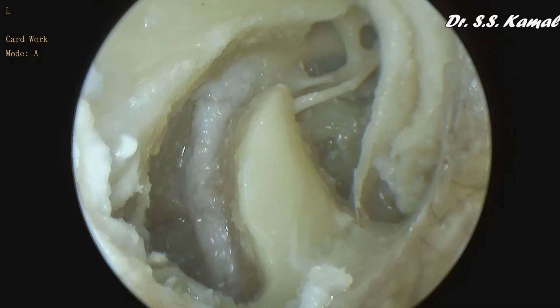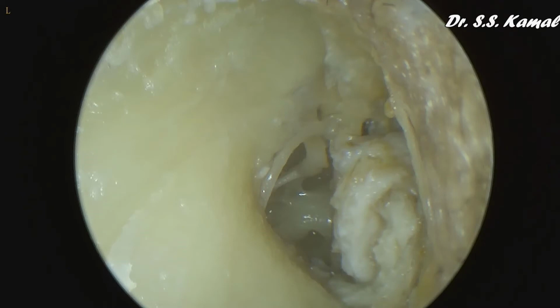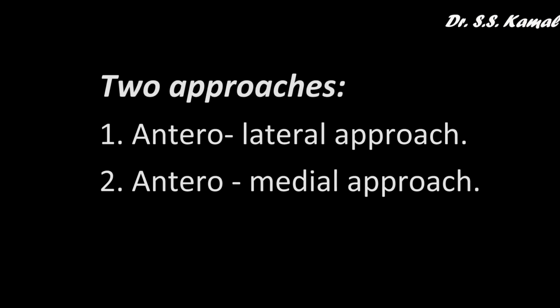The mastoid segment of facial nerve is the most lateral part of facial nerve in the temporal bone, extending from the second genu to the stylomastoid foramen. It remains completely hidden behind the posterior canal wall. Based on the direction of dissection, this transcanal endoscopic approach can be divided into anterolateral and anteromedial approaches.